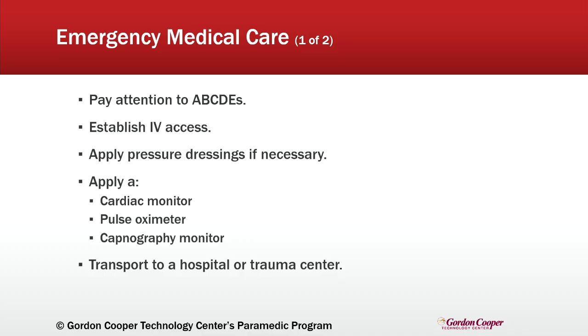Resuscitation usually consists of establishing 2 large bore IVs and administering IV fluids such as lactated ringers or normal saline. Your goal is to maintain a systolic blood pressure between 80 and 90 millimeters of mercury, and you should never delay transport to initiate IV therapy. Apply pressure dressings to minimize external bleeding, and apply a cardiac monitor, pulse ox, capnography, and transport the patient to a hospital or trauma center that is capable of immediate surgical interventions.